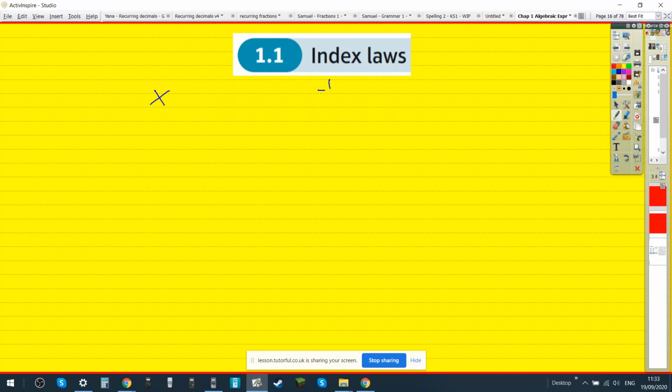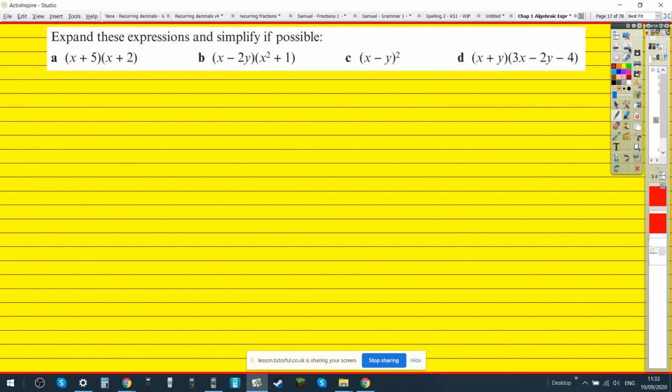So index laws. What do you give yourself there? Pardon? So what do you give yourself for index laws? It's pretty easy now that I've learned it. Okay, and so that's 1.1, and you can look at the homework in the thing.